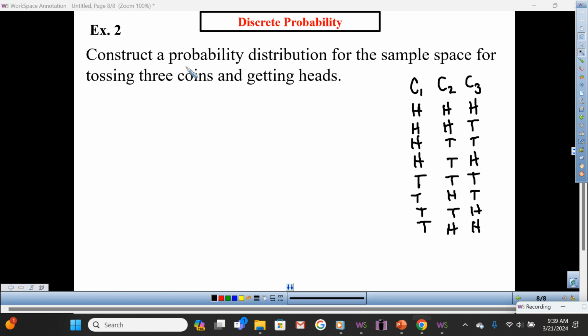Are we done? Yeah, right? Because the first coin, there it is, and all the other combinations. So how many total combinations, guys? Let's see. 1, 2, 3, 4, 5, 6, 7, 8. Okay. So, here goes a question. Looking at those combinations, it says here, for the sample space of 3 coins getting heads. All right. So what is one option?